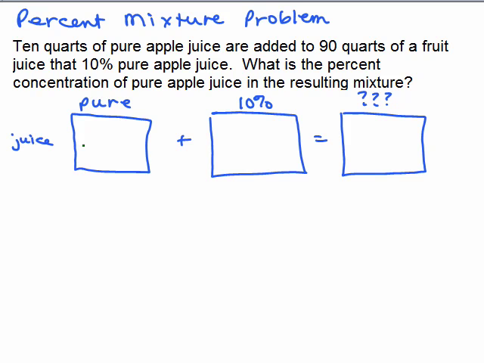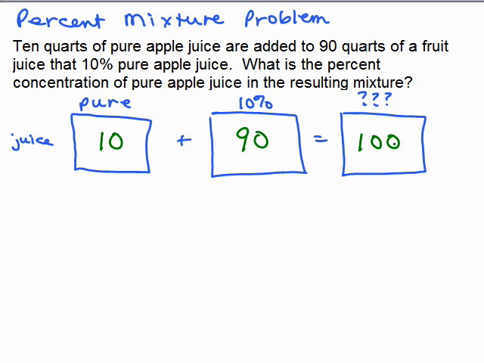So the picture is we have some containers of juice, 3 containers, and we're mixing some pure apple juice with some other fruit juice that's only 10% apple, and we're going to get a resulting mixture. So we fill in what we know. We've got 10 quarts of pure juice, so we know there are 10 quarts here. We've got 90 quarts of a juice that's 10% pure apple juice, so we know this is 90 quarts. So if we're mixing 10 quarts with 90 quarts, how many quarts are there in the mixture?